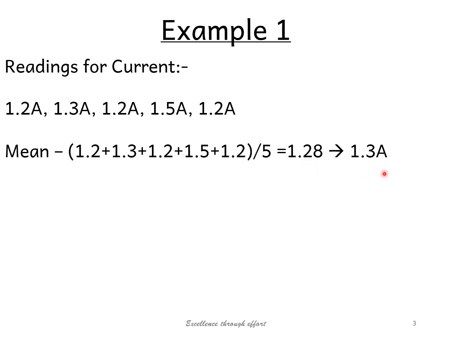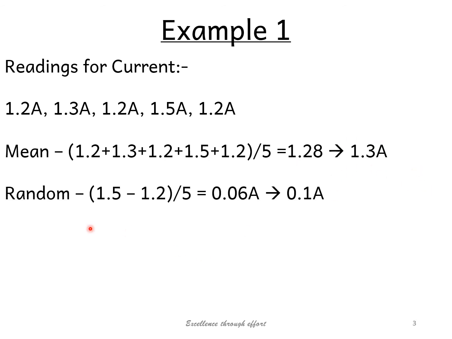A key thing to remember as well is units. Pupils tend to forget that, and this is where you can lose easy marks. So hopefully that kind of makes sense, folks. The random uncertainty, remember we calculate that using the equation max minus min over the number of readings. So the maximum value here is 1.5, the minimum value is 1.2, and we've got 5 readings, so we put this in our equation. And again, notice we get an answer that's to 2 decimal places, so I round that to 1 to make sure it's the same as our readings here. And again, very important, remember to include your amps there.